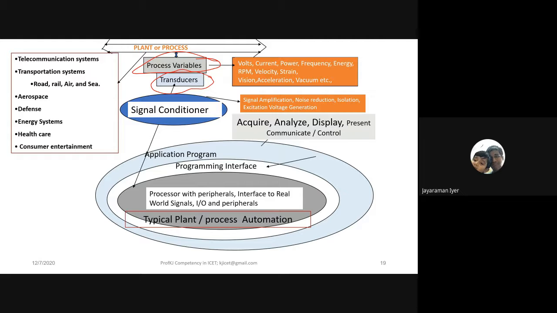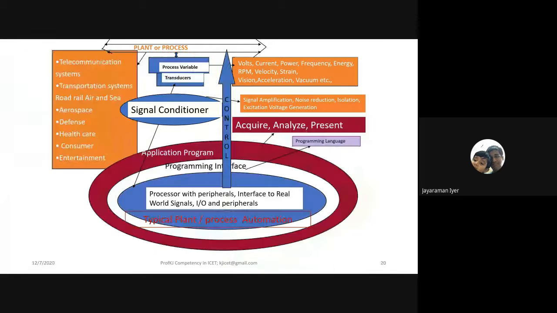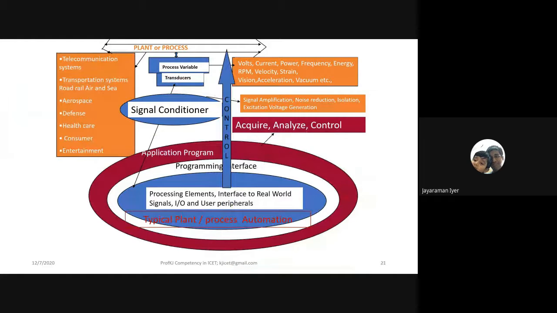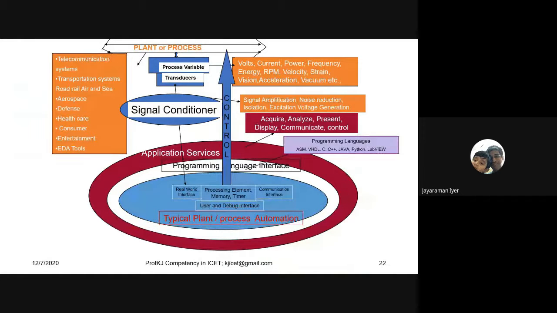So now I come to the signal conditioner. The sensor or the transducer I will be handling on the third day. You assume that this voltage is coming as a proper voltage to this processor. The processor is also for the third day session, but it's supposed to be here. The processor has what is known as an interface to real world signals. I will go to the next slide, and then come to that. This is a better place.